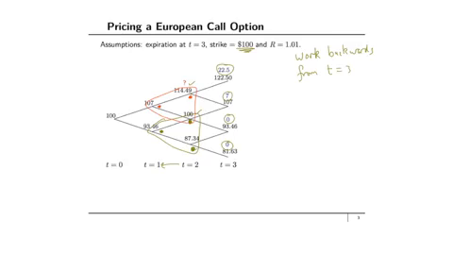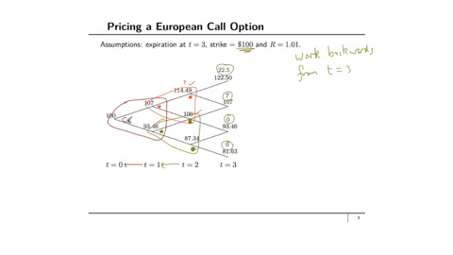Finally, we can go from t equals 1 to t equals 0. And again, we want to compute the value of a derivative security with a payoff of this quantity at this node and this quantity at this node. And we can actually compute the fair value of this, again using the risk-neutral probabilities, to compute its fair value here, which we would call C0. So that's all you have to do.